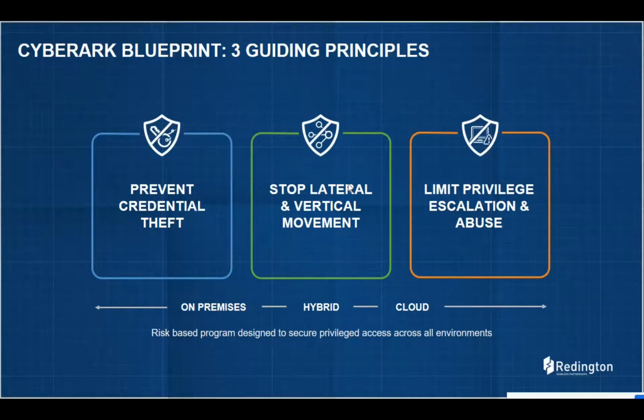There are basically three principal guidelines to implement a PAM solution. The first is very important: you prevent credential theft. Once you do that, the second thing you need to do is stop lateral or vertical movement. The third, very importantly, is how you can limit privilege escalation and abuse happening on the target enterprise resources. These are the three guiding principles which you need to identify and follow before you implement a PAM solution. CyberArk has a full blueprint for implementing it.